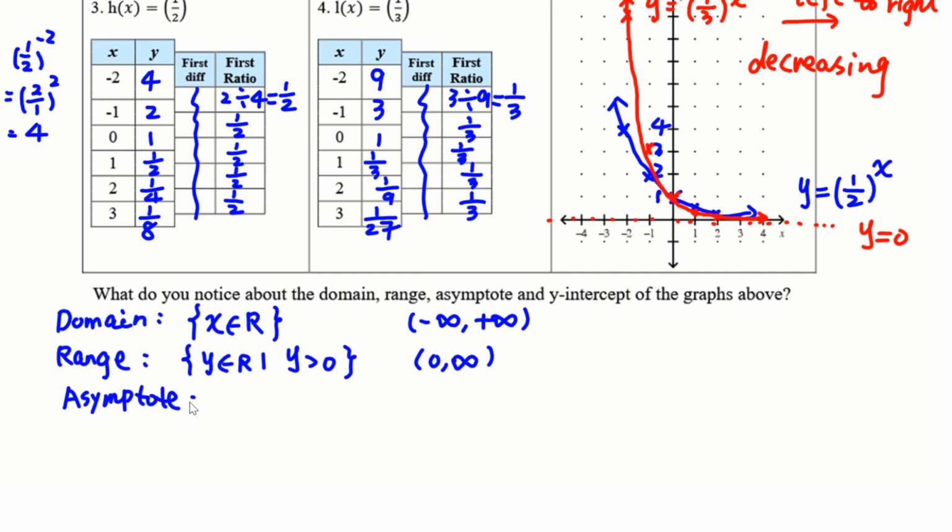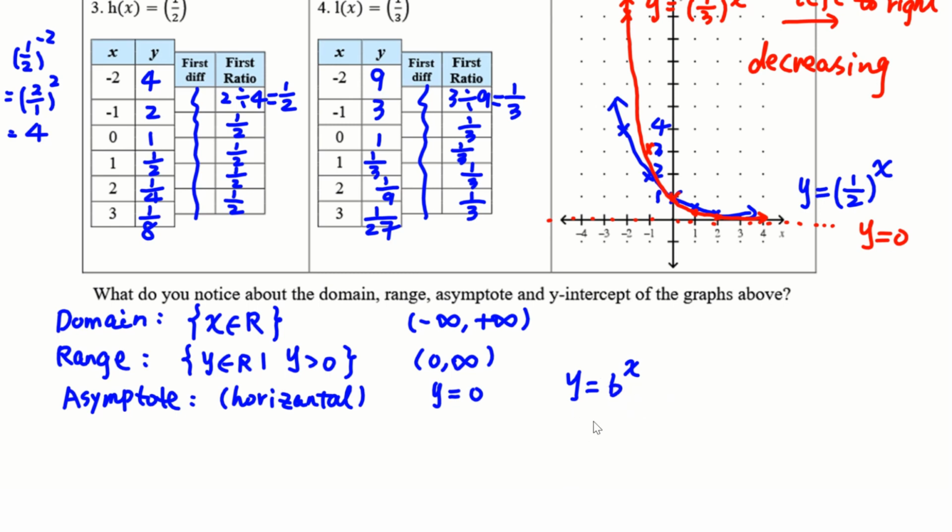And for the asymptote, you have a horizontal asymptote, that is y equals 0 for the parent function. Parent function means you don't have adding, subtracting, it's just y equals base to the exponent x. This is what we call the parent function, the simplest function.